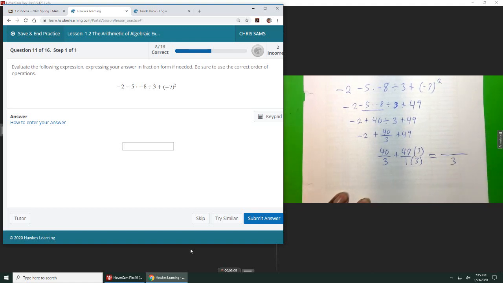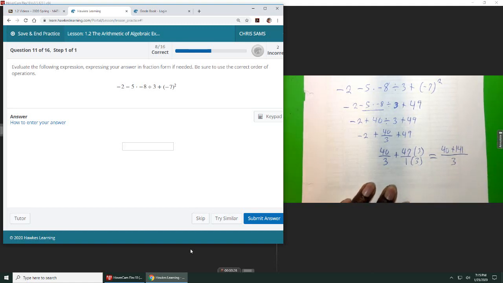So I'll just have one fraction. 40 is not getting changed. It already had the denominator of 3, so it's going to stay as 40. 47 times 3 will give us 141.